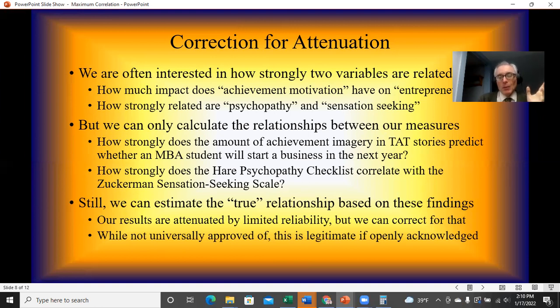There is a way to do this. Now, it's a little bit fishy. I'm going to circle back to that point in a couple of minutes too. So this isn't approved of by everybody, but in general, it is considered to be a legitimate procedure as long as you fess up to what you're doing.